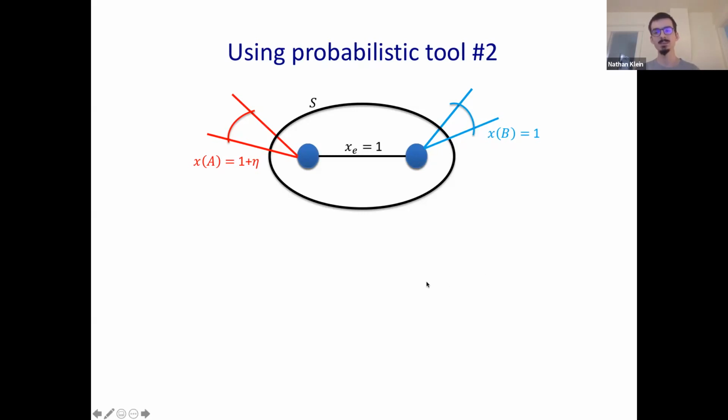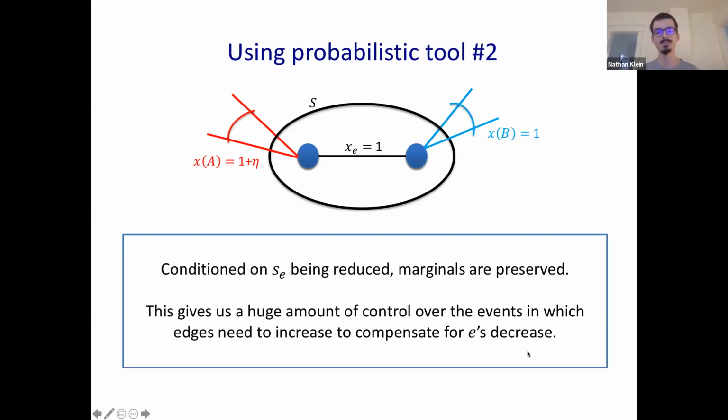And using this, we can obtain more control over this more global impact of reducing an edge's slack. And this gives us a lot of control. So while under some local conditions, the distribution may change quite a bit, whenever we can apply this second tool to get an edge's decrease event, we know that basically the distribution is unchanged.